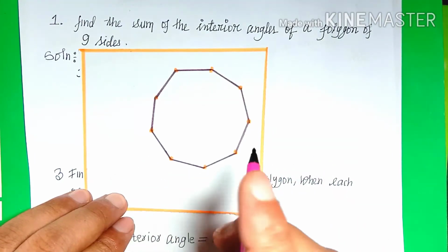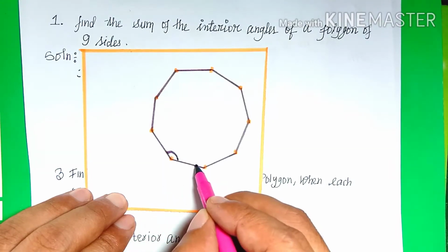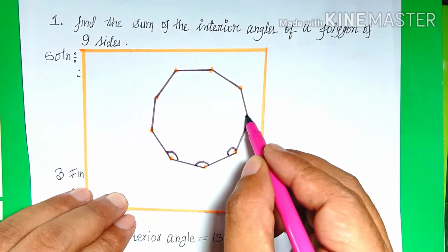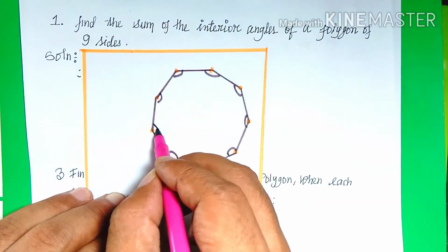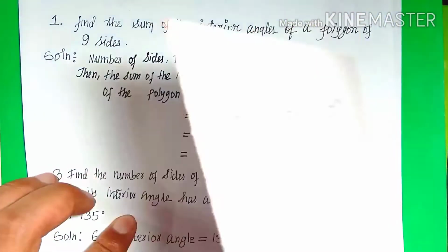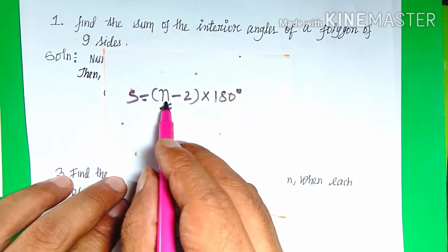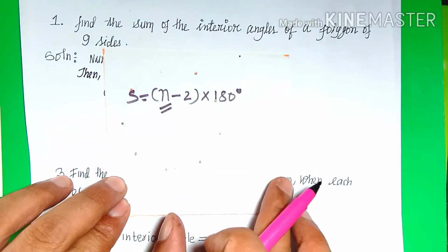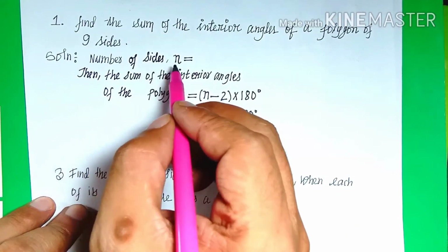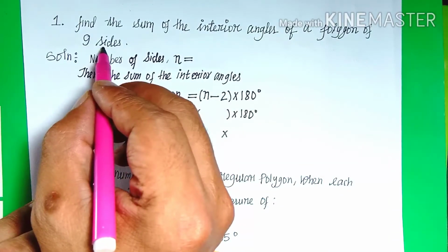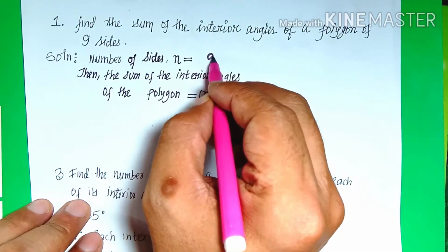We are asked to find the sum of all the interior angles. These are the angles, and we just need to remember the formula we have already seen. The formula to get the sum of all the interior angles equals n minus 2 into 180 degrees. First you have to know the number of sides of the polygon, which is already given here as 9 sides. In short, n means the number of sides, which is 9.